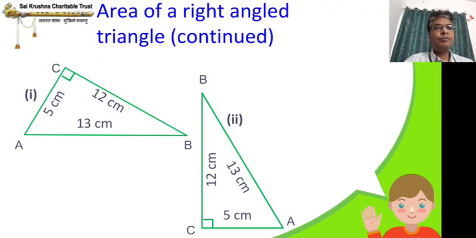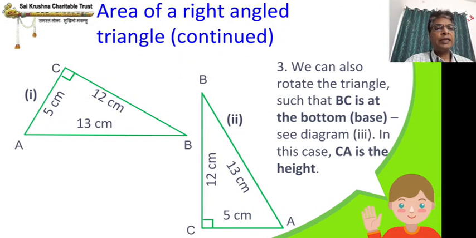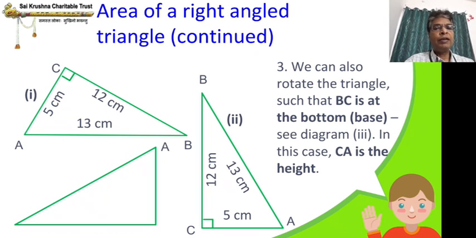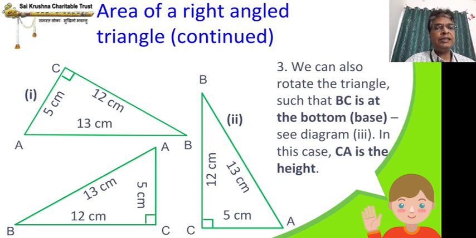The same two diagrams. We can also rotate the triangle such that BC is at the bottom. That is, now we saw CA as the base and CB as the height. I am going to rotate in another direction where now we have A, B, C. I will put all the dimensions and the 90 degrees at C. So now what happened? BC is the base and CA is the height. So both are possible. We will understand further when we see the formula on the next page. But for now you can note down all the 3 in your notebook so that you will be able to understand what we are going to follow.